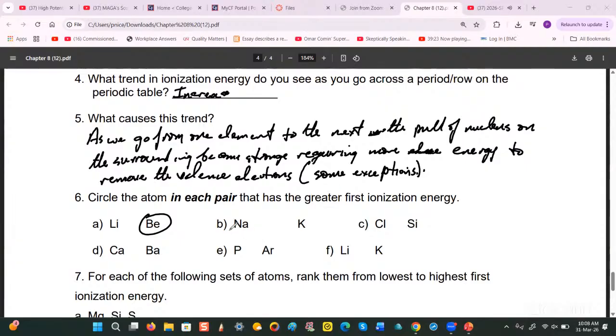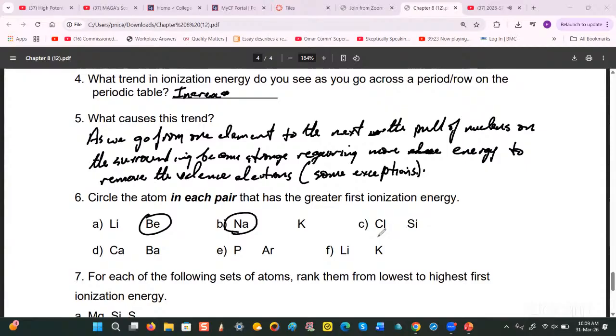Sodium. Exactly. Because remember the first ionization energy decreases as you go down the group. So sodium is above potassium, so therefore sodium would have a greater first ionization energy. Okay, the next one is chlorine and silicon. Between chlorine and silicon, which would you expect to have the greatest first ionization energy?